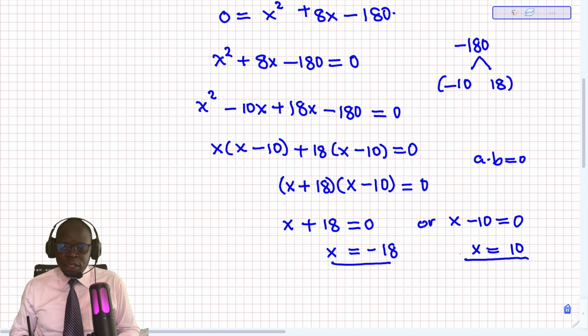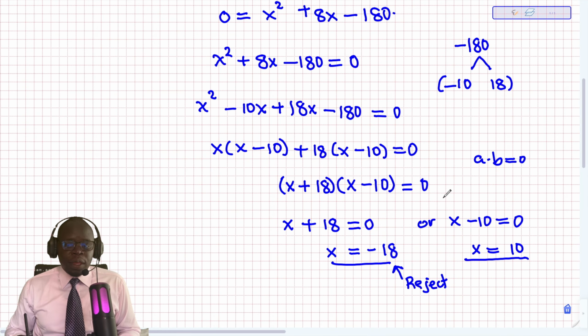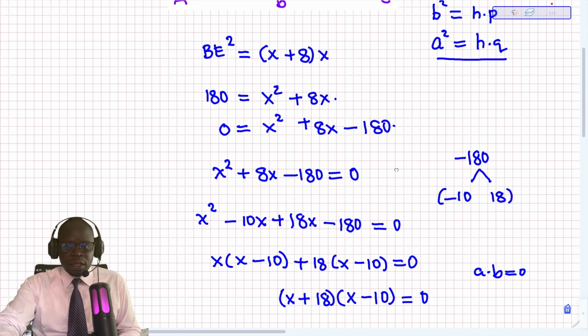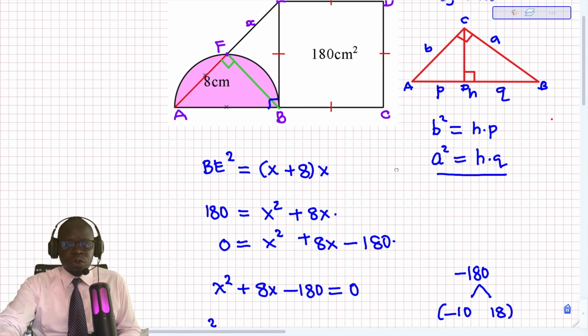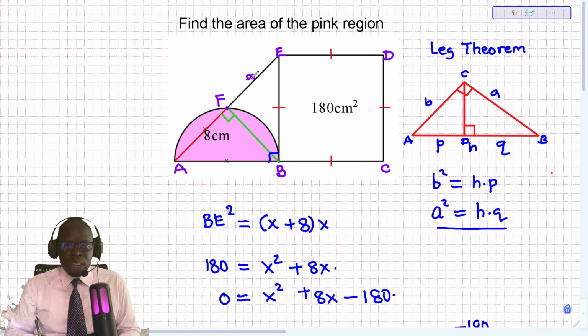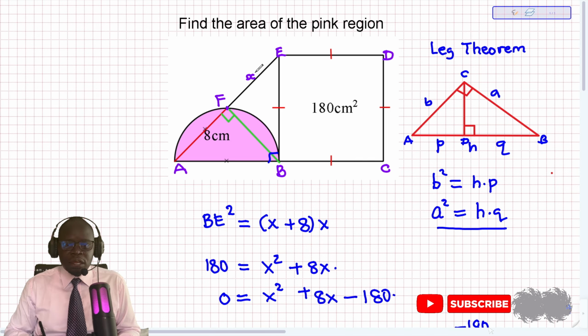Definitely one of these is not the solution, because we are dealing with length, and there's no length that is measured in negative. So we have to reject this solution. Now from here, x is 10. We can go back to our diagram here. Instead of writing x, we can replace this x here by 10.